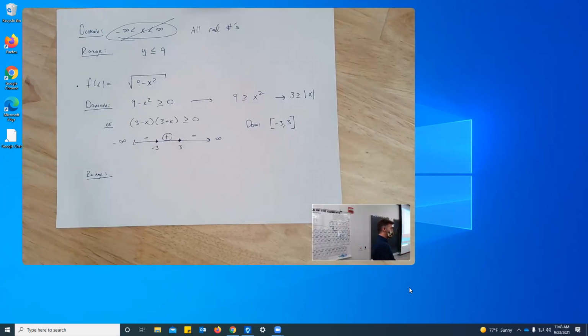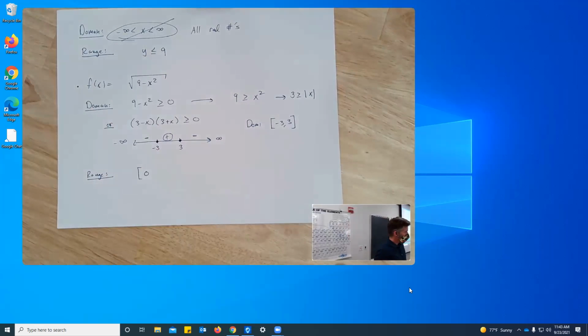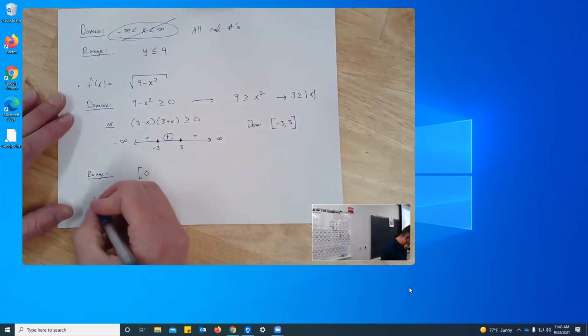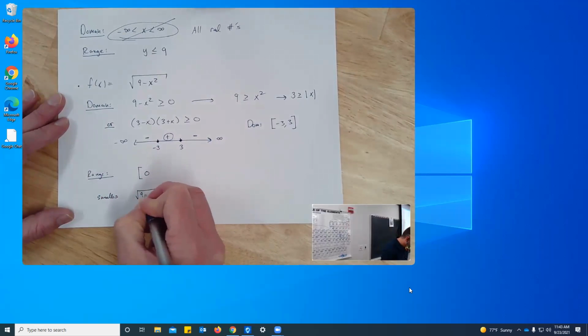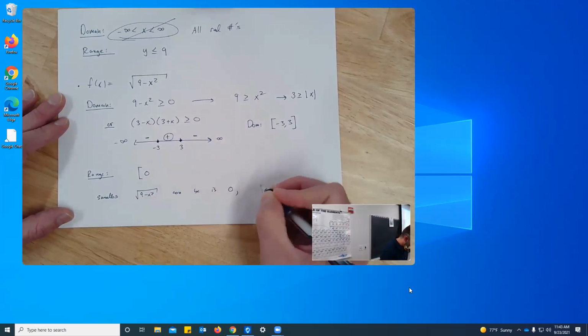Can you get 0? Is there a value of x that's going to make this function equal to 0? For sure, right? So 0 is definitely the bottom of the range. So the smallest the square root of 9 minus x squared can be is 0. And that's going to be when x equals plus or minus 3.